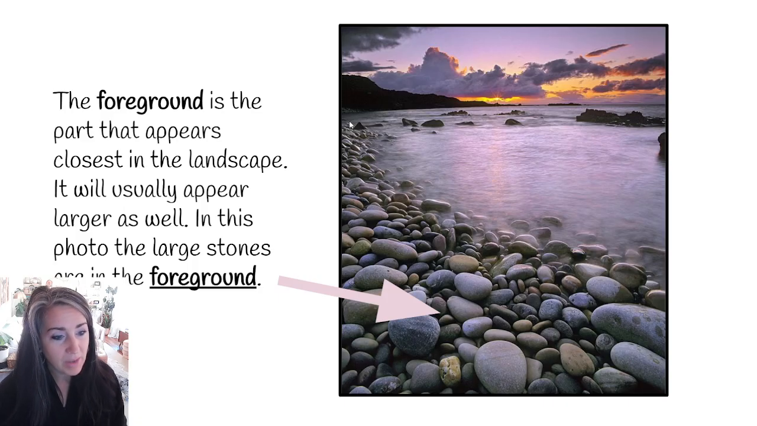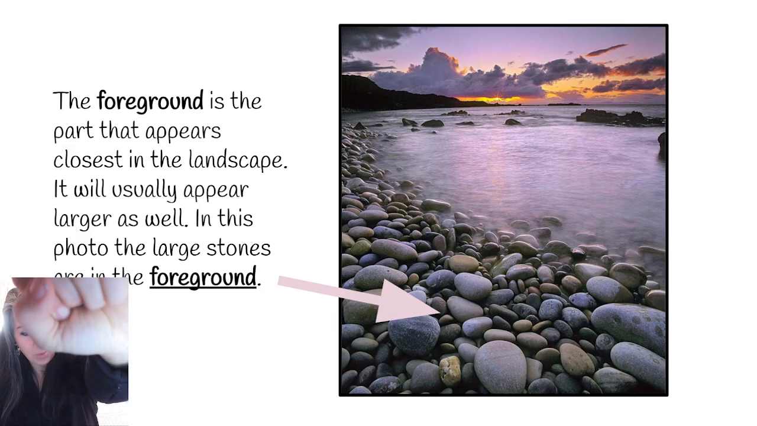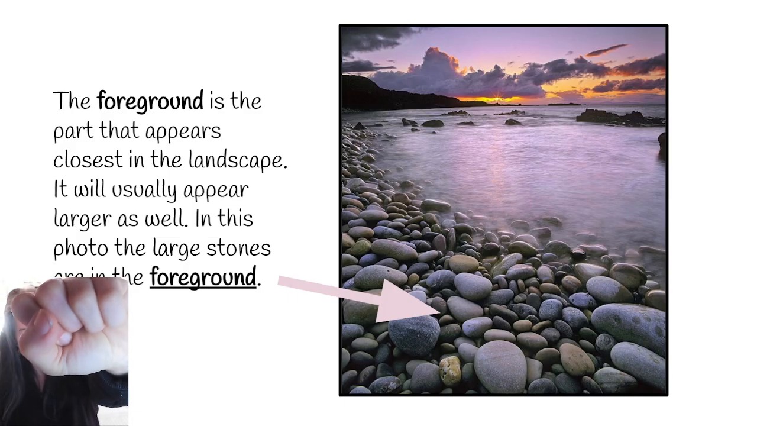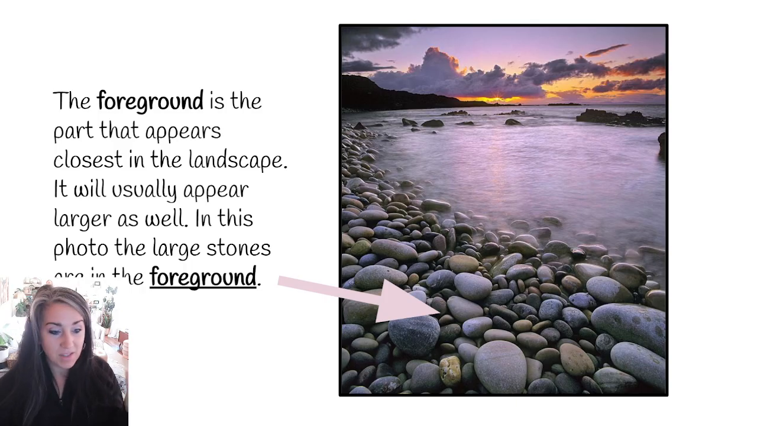So the foreground is the part that appears the closest in the landscape. It's going to usually appear larger as well, because let's think of it like, so if this is a rock, now the rock is in the foreground, doesn't it look bigger? Now it's in the middle ground, now it's in the background, it's going to look smaller, right? Just because of distance from where you're viewing it from.